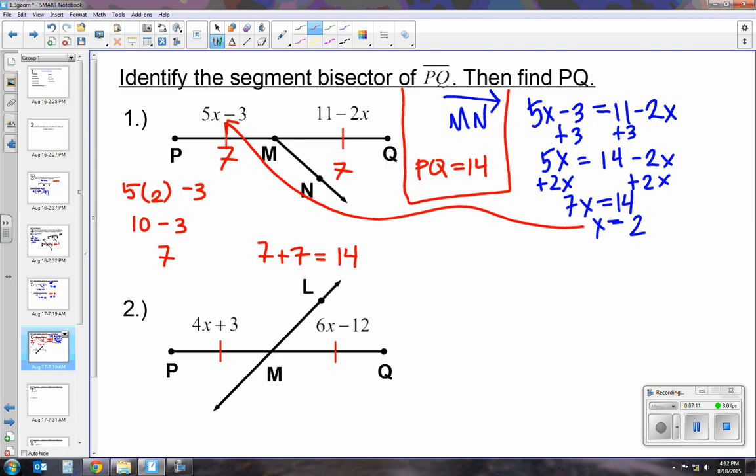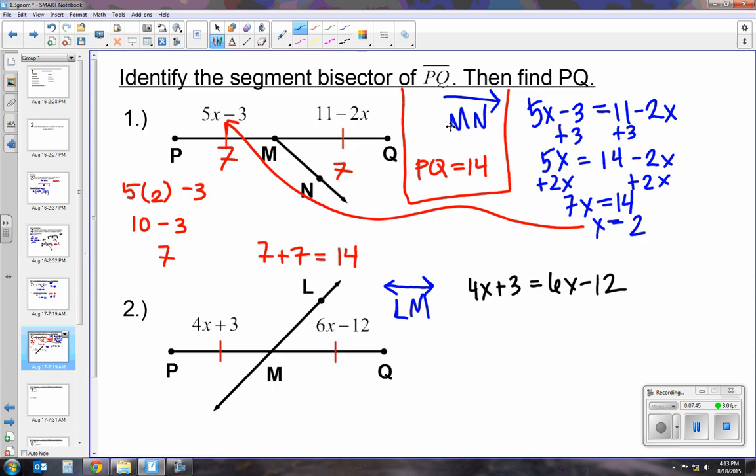All right, let's do that another time. Okay, first off, for number 2, the figure that's in the middle, the segment bisector, is line LM. Okay, and I notice that I have 2 of the congruent dashes, those 2 red dashes that tell me that those two things are equal. Okay, so what I'm going to do is I'm going to set these two expressions equal to each other. So I'm going to say 4x plus 3 is equal to 6x minus 12.